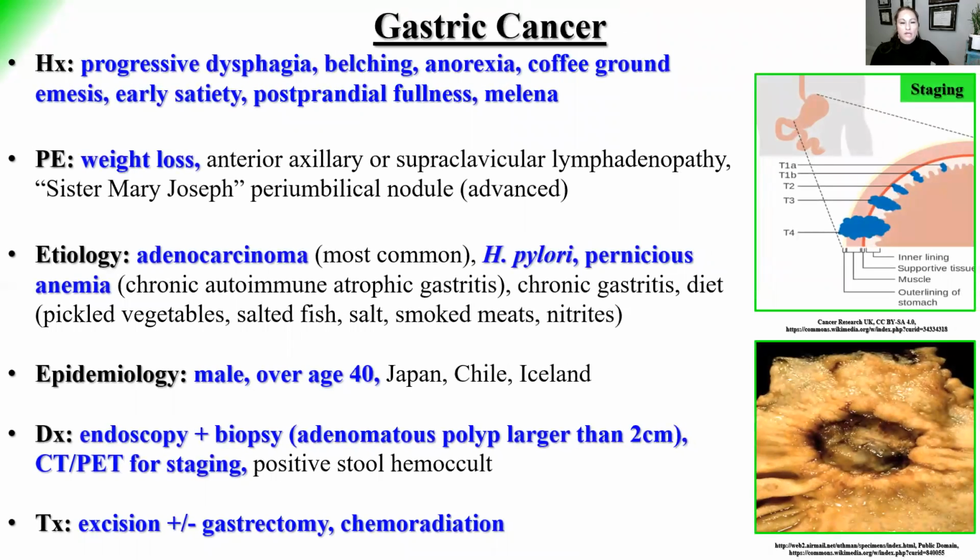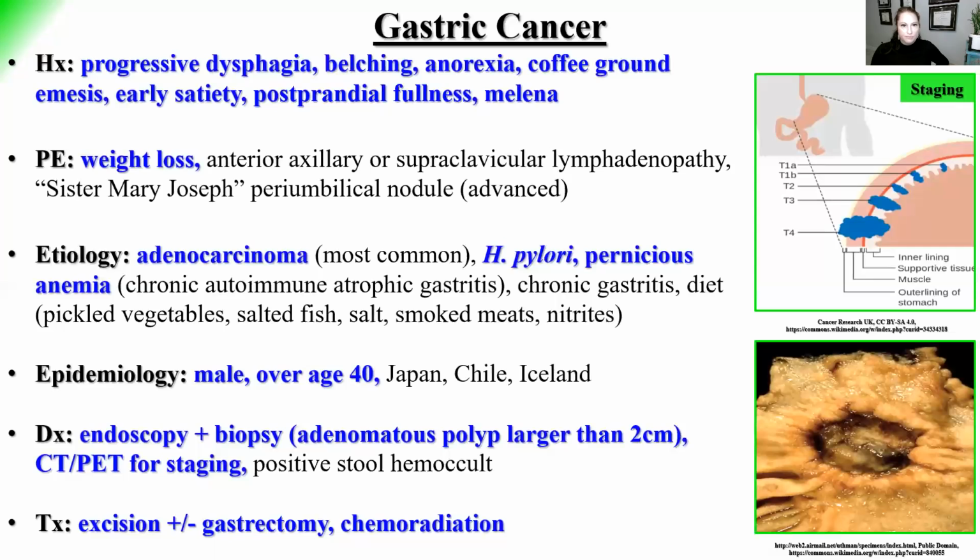Gastric cancer. In gastric cancer, it's going to be most commonly adenocarcinoma for this one. So the patient will present with progressive dysphagia, kind of feeling like they're full all the time, belching, they don't feel like eating, they feel like they're full quickly after they eat, so early satiety. They may have that coffee ground emesis, because remember, cancer bleeds, and that's where our stomach acid is. So they don't feel like eating, and then they feel full very quickly.